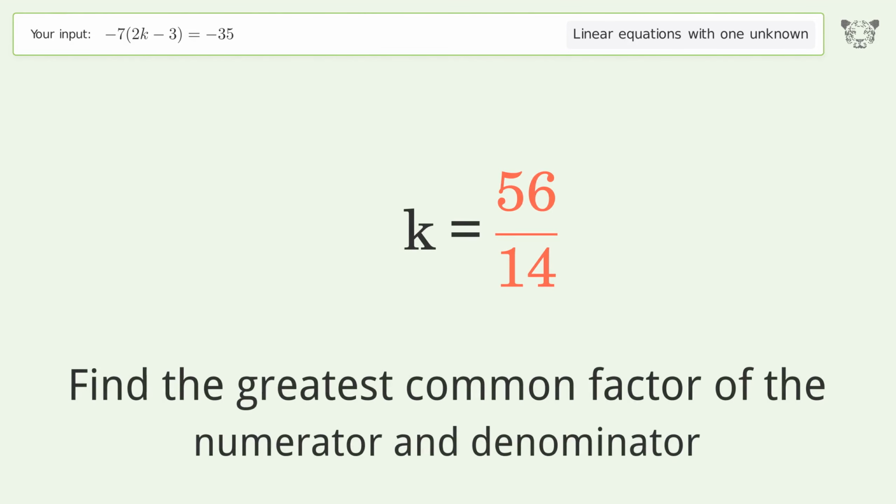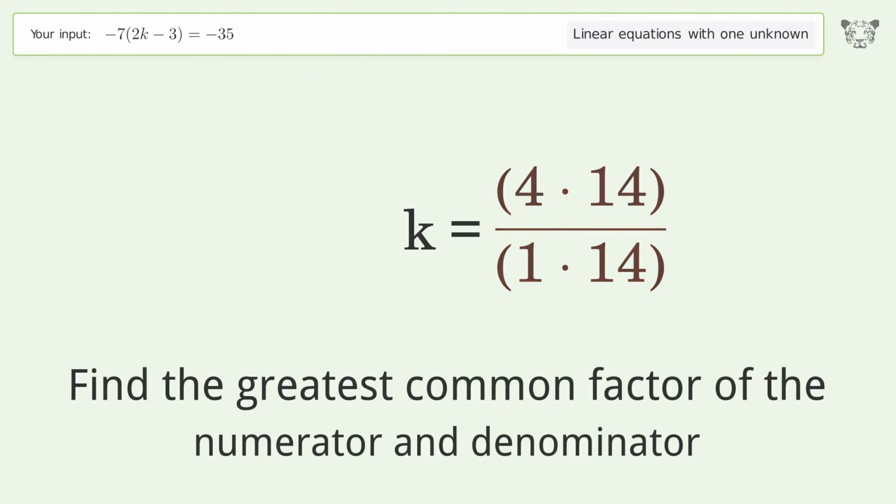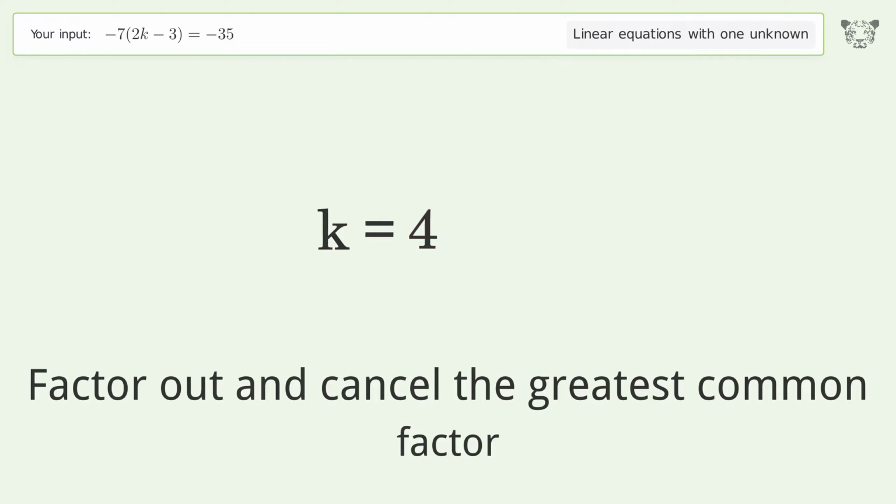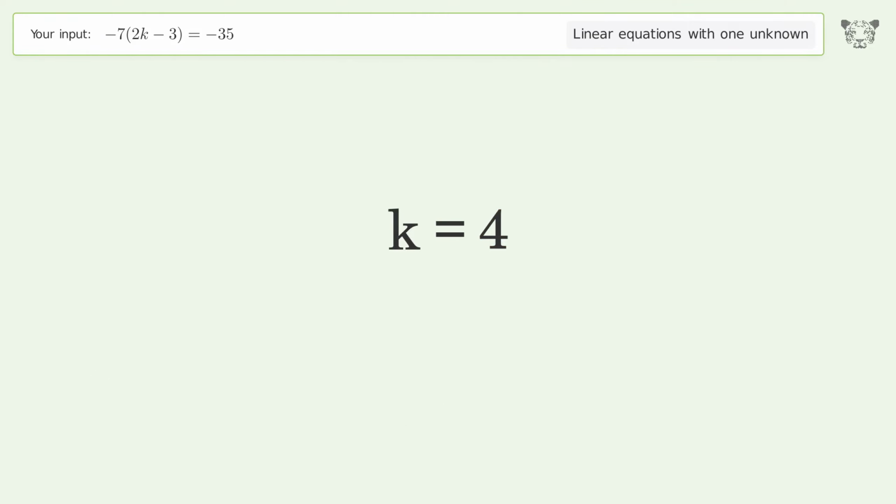Find the greatest common factor of the numerator and denominator. Factor out and cancel the greatest common factor. And so the final result is k equals 4.